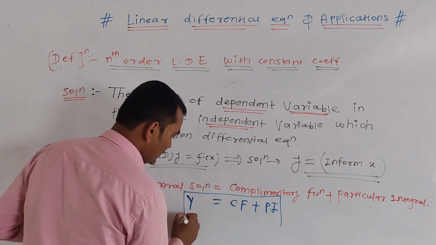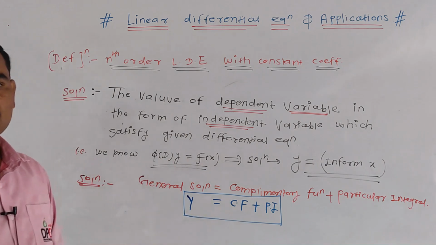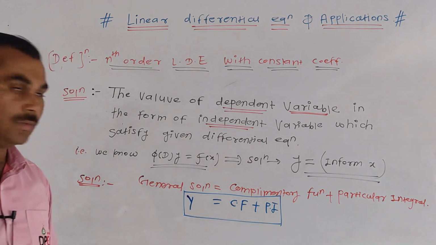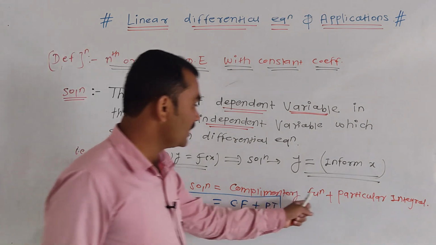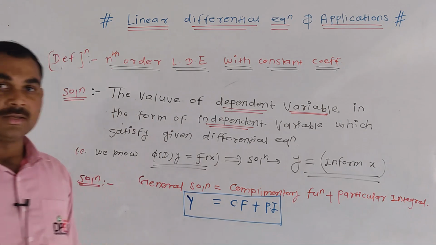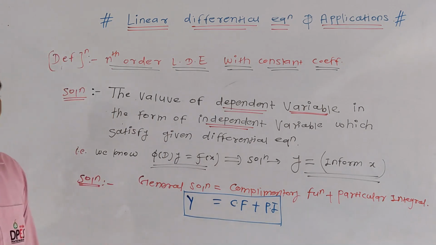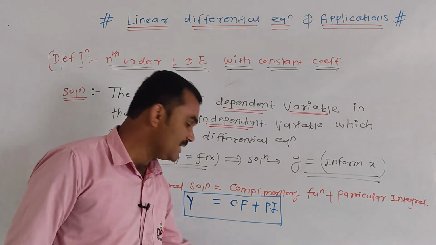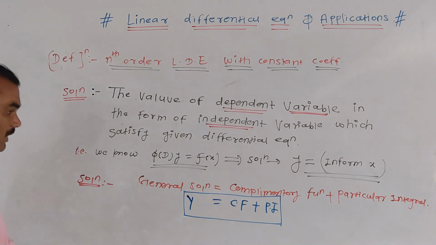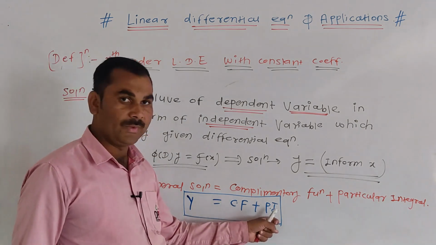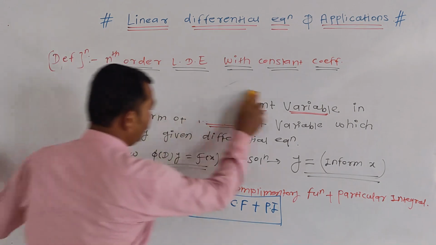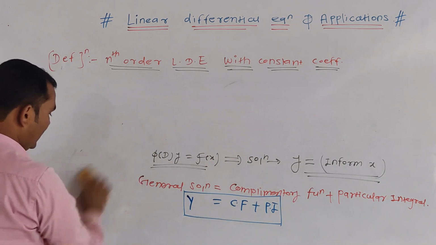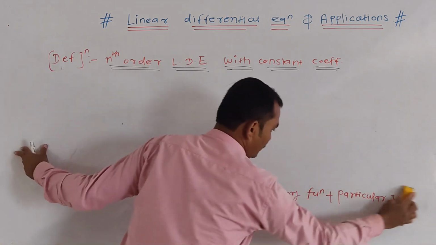These both are the same. Y is equal to CF plus PI. That is, the general solution is equal to complementary function plus particular integral. This is about the complementary function and particular integral. Now we have to find the CF. First we have to find CF, after that we will discuss the particular integral. How to find CF, and after that PI.